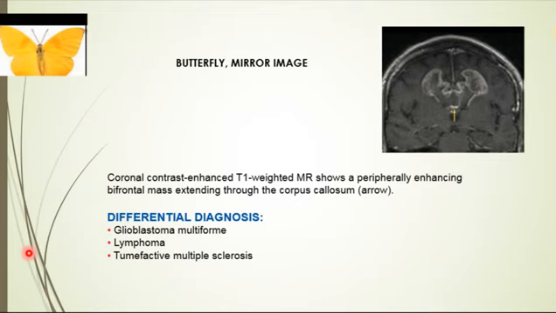Of course GBM will be number one always. Yes. Okay? There is a peripheral enhancing bifrontal mass extending through the corpus callosum to both sides, which is the butterfly.